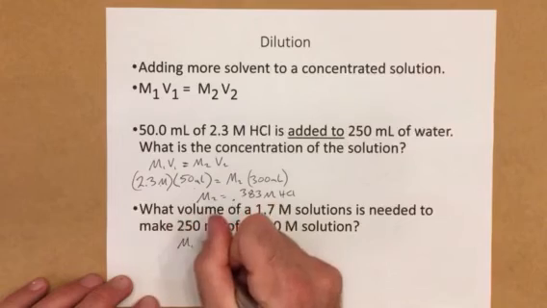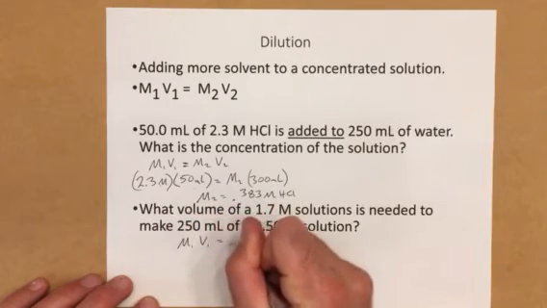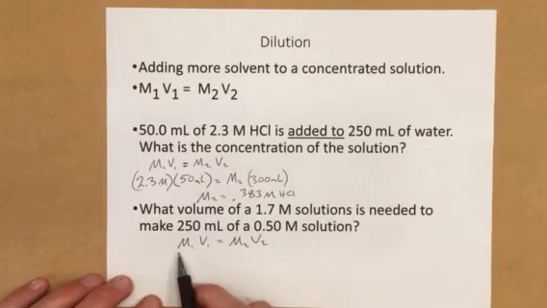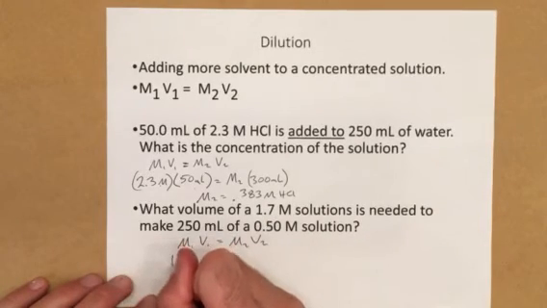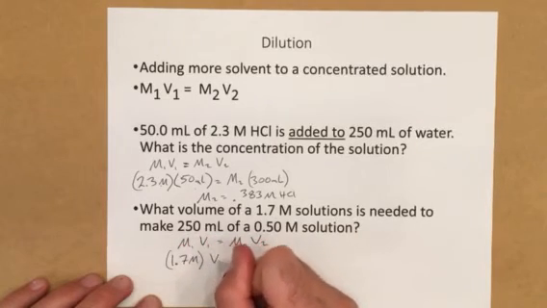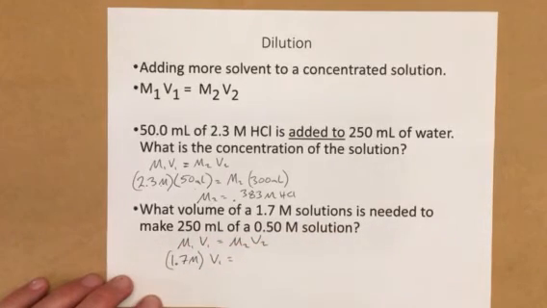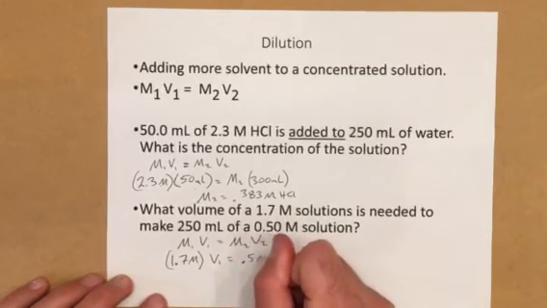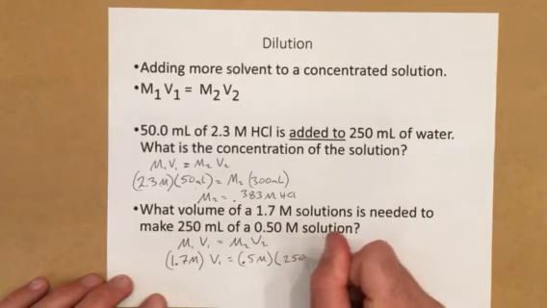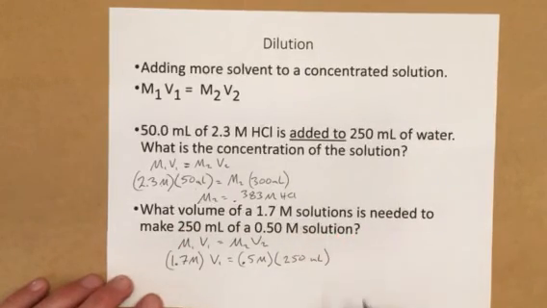So again, it's a dilution problem. M1V1 is equal to M2V2. So the starting molarity of the concentrated solution is 1.7. We don't know what volume of that concentrated solution we want. The ending molarity is going to be 0.5 molar. And the ending volume is going to be 250 milliliters.